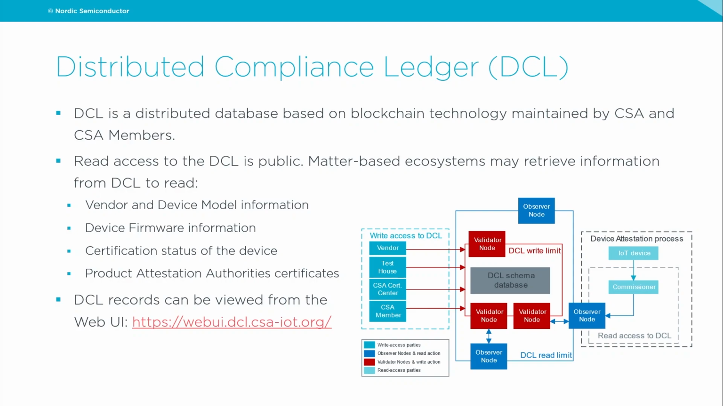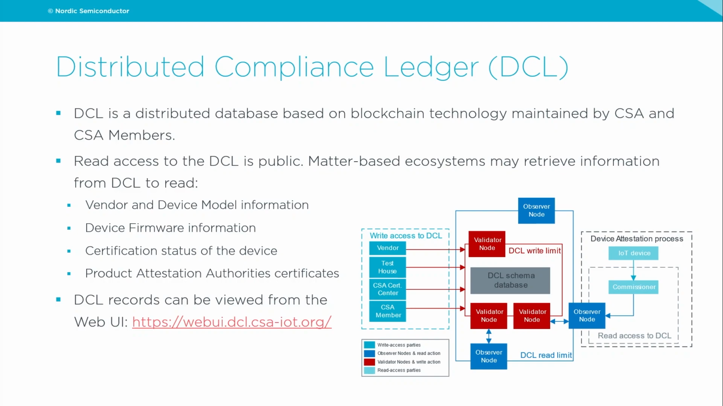First, vendors can provide information about their products, such as the product name, URL to instructions, custom commissioning flow, or information about any firmware that is available. Secondly, the CSA and authorized test laboratories can update the certification status of products. Both vendors and the CSA can coordinate the publishing of information about the products, for example, to coincide with the product launch date. Finally, as previously discussed, the DCL is also used to store all approved Product Attestation Authority certificates, which are used by the commissioner to verify the certificate chain.